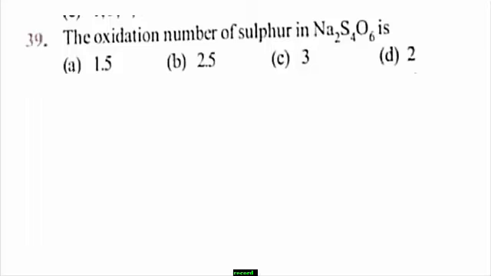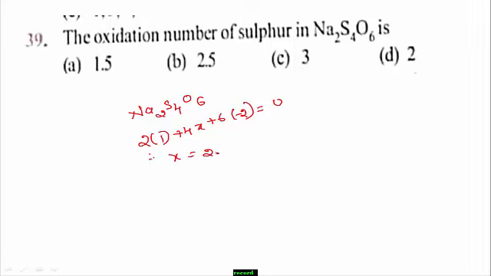Students, first you write once again the given compound, that is Na2S4O6. Here the oxidation state of S is taken as X, therefore I write 2 into 1 because sodium is an alkali metal. It has an oxidation number of +1, plus 4 into X, I take X as the oxidation number of sulfur, plus 6 into -2. The sum of the overall oxidation state is equal to 0. Therefore, X equals 2.5.